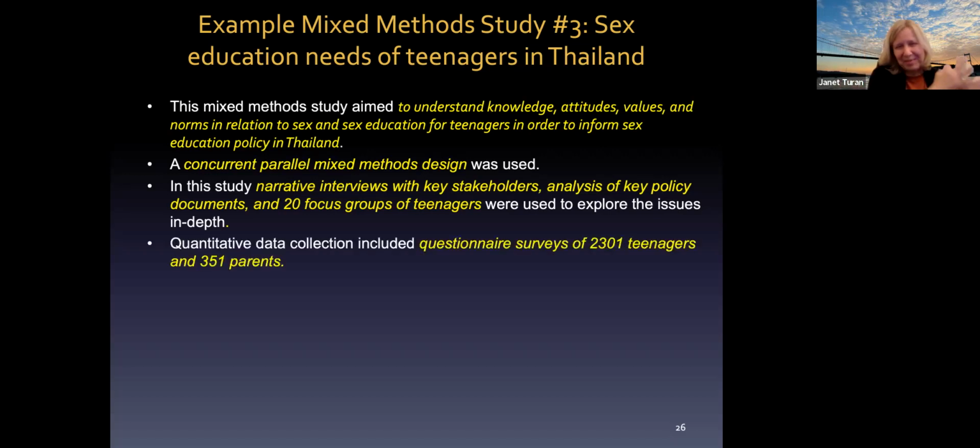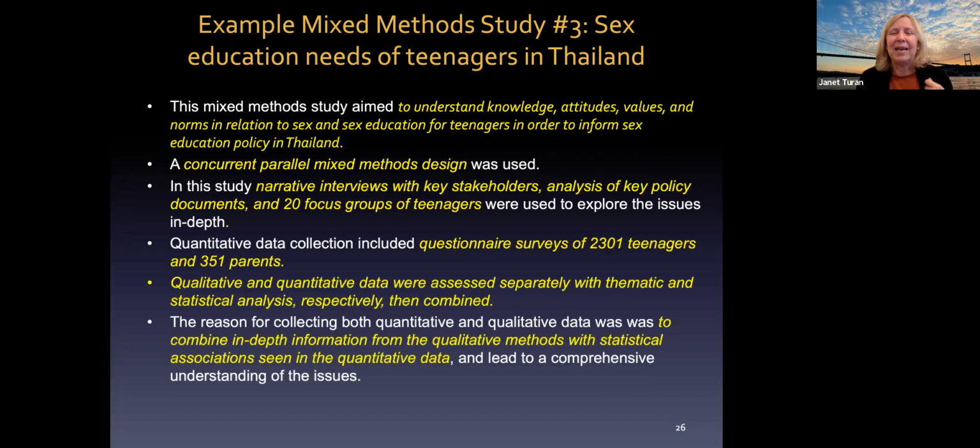At the same time, or around the same time, they were doing a large survey data collection, questionnaire surveys of 2,300 teenagers and hundreds of parents. They analyzed these separately, with thematic analysis for the qualitative data and statistical analysis for the quantitative, and then combined them. Their rationale was that they wanted to combine in-depth information from the qualitative methods with the statistical associations from the quantitative data and hopefully get a more comprehensive understanding of the issues. That's an example.